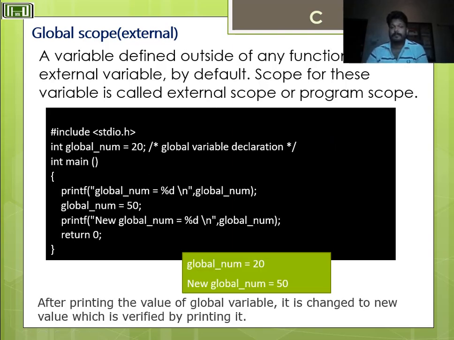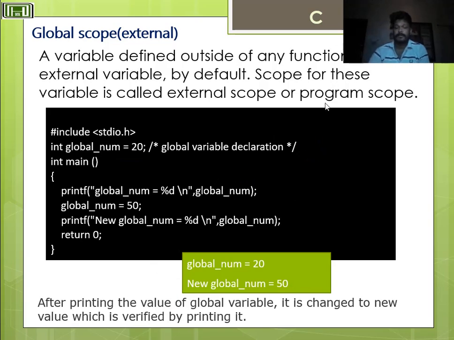Coming to global scope, here is an example. Global num 20 is the global variable declaration. Then inside the main function we print global num, so the global number is accessed. Then global num is assigned again, giving new global num. You need to run this using online GDB. Take a screenshot of this program. Global num is 20 from the global declaration, then new global num is displayed inside the main function like this: new global num is 50. After printing the value of the global variable, it is changed to a new value, which is verified by printing it.